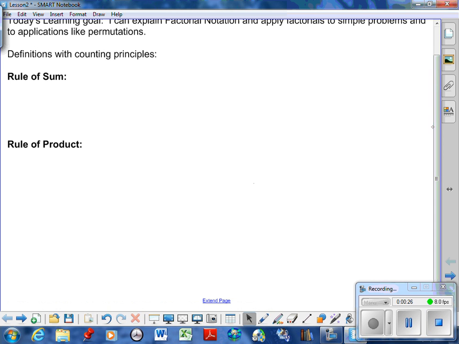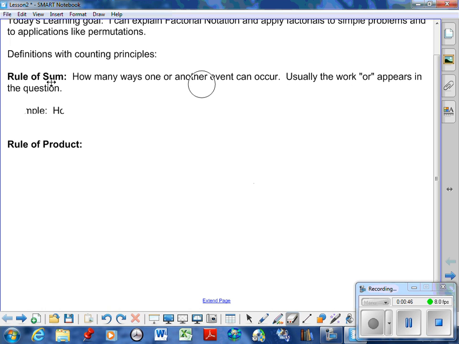So the first thing is a couple definitions with the counting principles. To start with, we're looking at rule of sum and rule of product. So the first thing I want to look at is rule of sum. The definition for rule of sum is simply this: how many ways can one or another event occur?